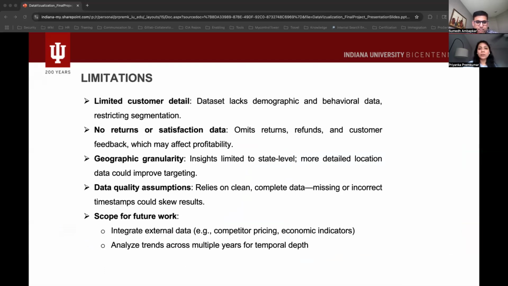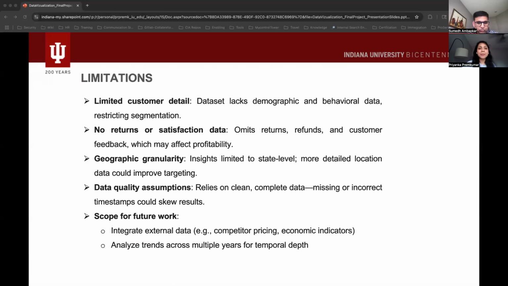While the analysis offers valuable insights, there are a few key limitations as well. The dataset lacks detailed customer demographics, limiting deeper segmentation. It also excludes returns, refunds, and customer satisfaction data, which could affect the profitability insights. Geographical analysis is only at the state level, missing finer local trends. Finally, we assume clean data, but any incorrect entries, like for shipping dates, could introduce bias as well.